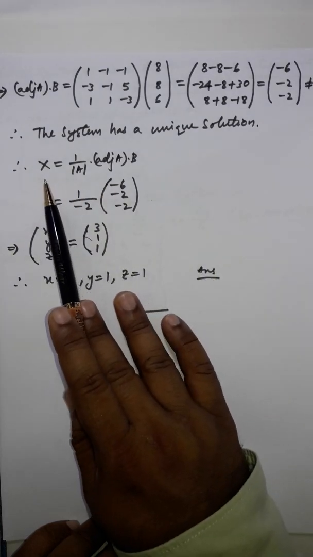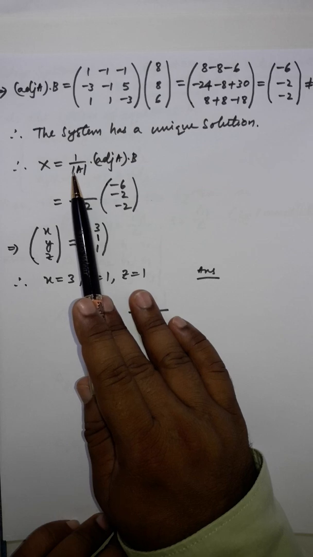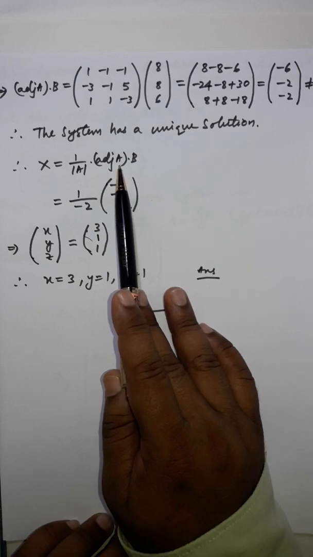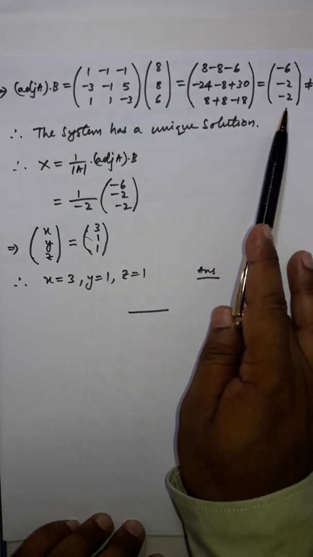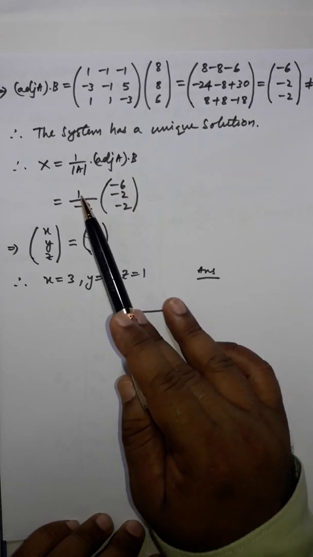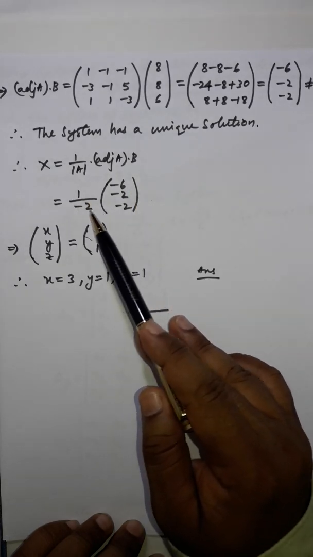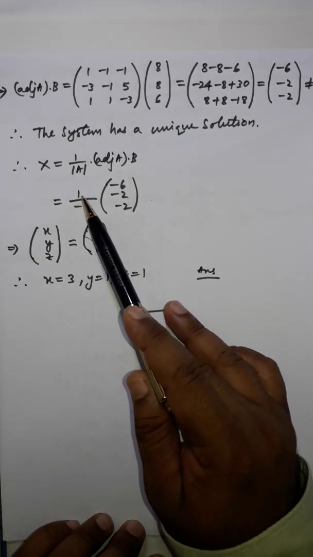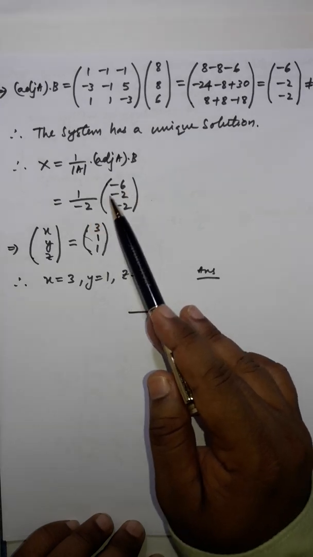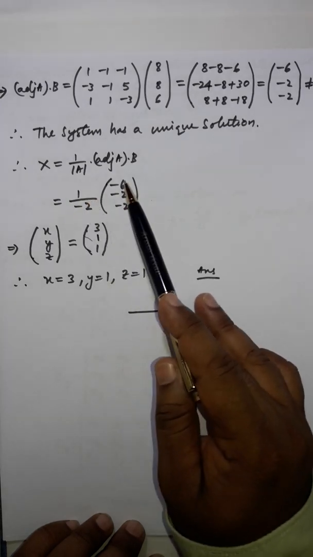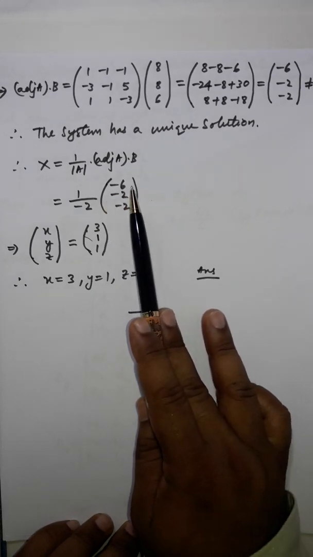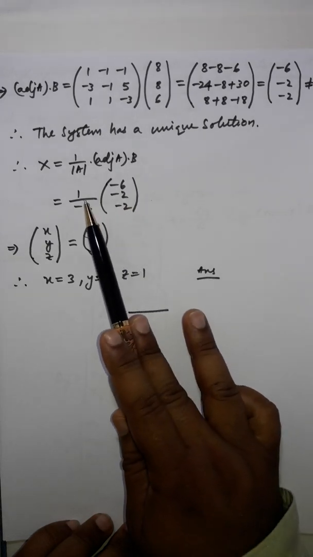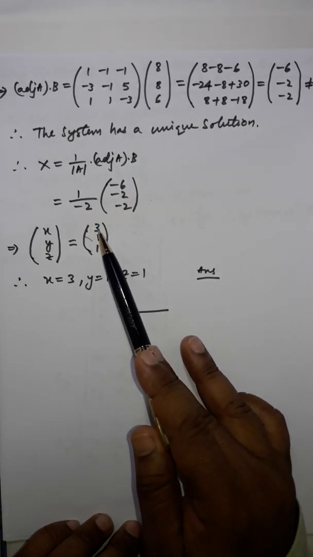Now, let us go for the solution. The solution matrix X is equal to 1 by determinant of A. Determinant of A is a number, it is -2, and adjoint of A multiplied with B, which we have already obtained, is a column matrix. So, write the column matrix, and multiply it by 1 by -2. You can take the minus to the numerator, it will be -1 by 2, and then you can multiply it with all the elements of this matrix. So, after multiplying, you will get the values as 3, 1 and 1.